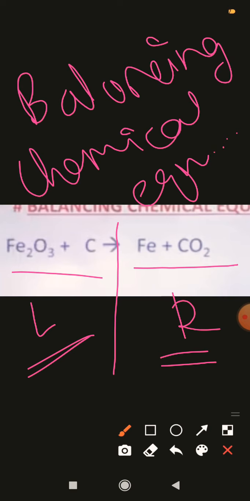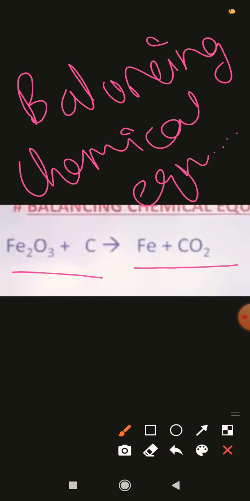But sometimes, even very casually, it is unbalanced, so we need to balance the chemical equation. For example, let's see an example. Fe2O3 plus C is giving the product Fe plus CO2. Means when ferric oxide reacts with carbon, it gives iron plus carbon dioxide. Here there are two atoms of iron, but on the product side there is one atom of iron.